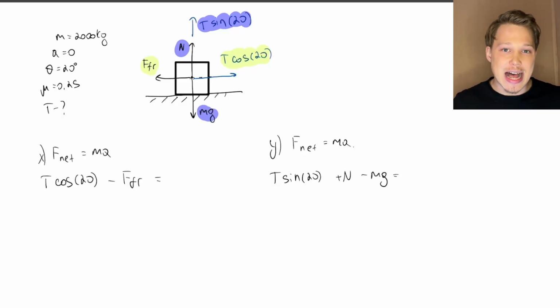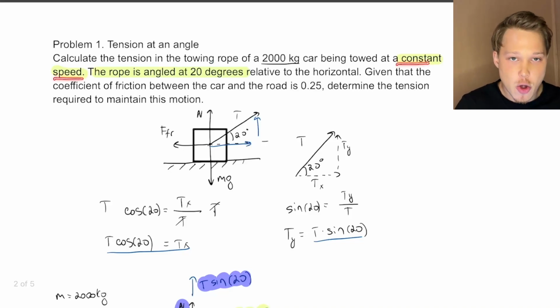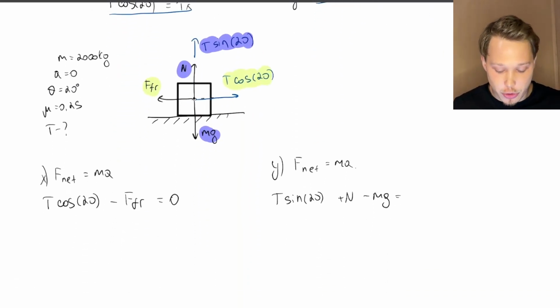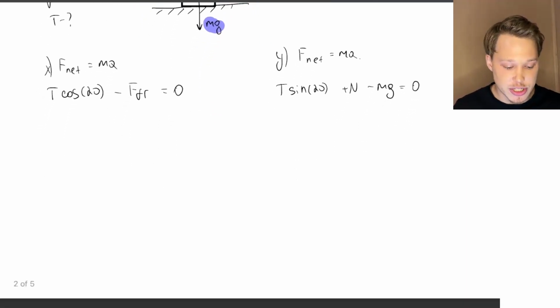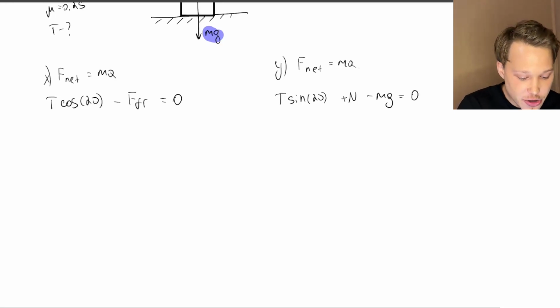Now, there's a constant motion. Remember these keywords of constant speed, which means the acceleration is 0. So it's going to be 0 in both of these dimensions, right? It's going to be equal to 0. So this right here is essentially 85% of the problem. And these are the same steps. You'll always be setting up this equation in the x and the y direction, as well as drawing the free body diagram.